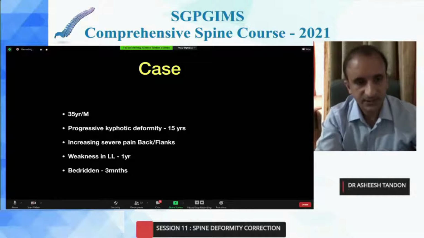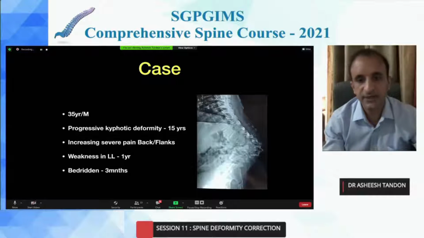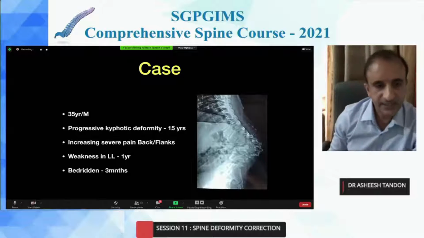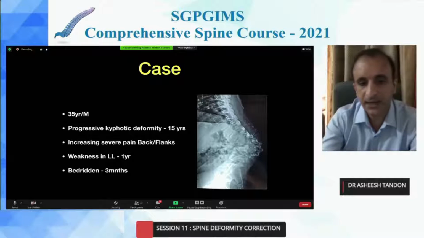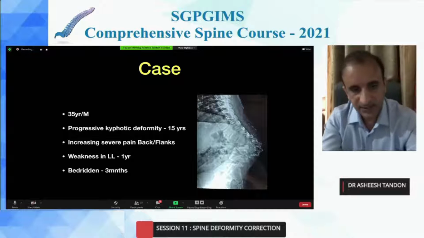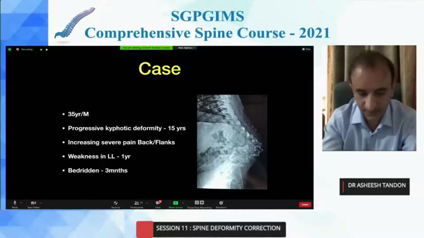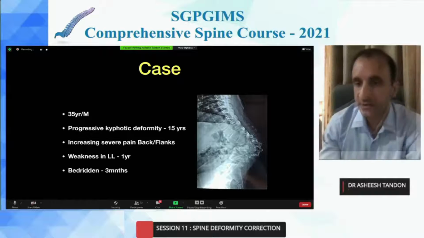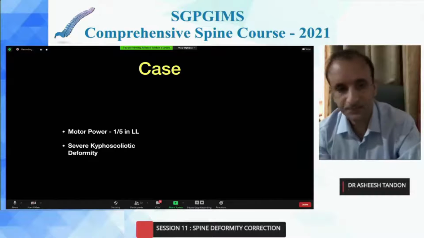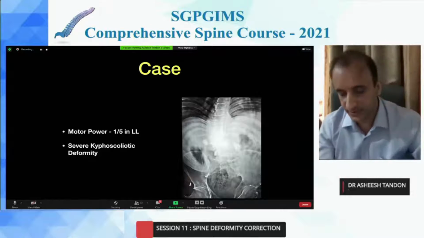So here is a 35-year-old gentleman. He has been suffering from progressive kyphotic deformity for the last 15 years, with increasing severe pain from the back to the flanks. For the last 1 year, he has observed increasing weakness in his lower limbs. And for the last 3 months, he has been bedridden. His motor power is 1/5 and he has a severe kyphoscoliotic deformity.